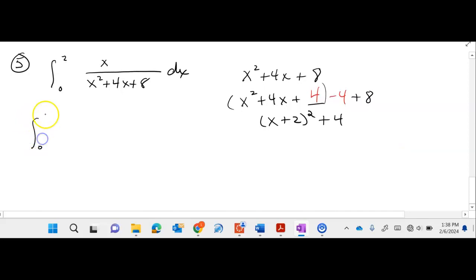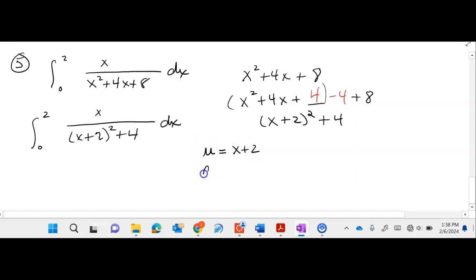So integral 0 to 2 of x over x plus 2 squared plus 4. I'm going to show you right now where that gets you, because now if I let u equal x plus 2, my du is simply dx. Now I don't have to worry about that plus 4, except I have an x up there I need to deal with, but that's okay.